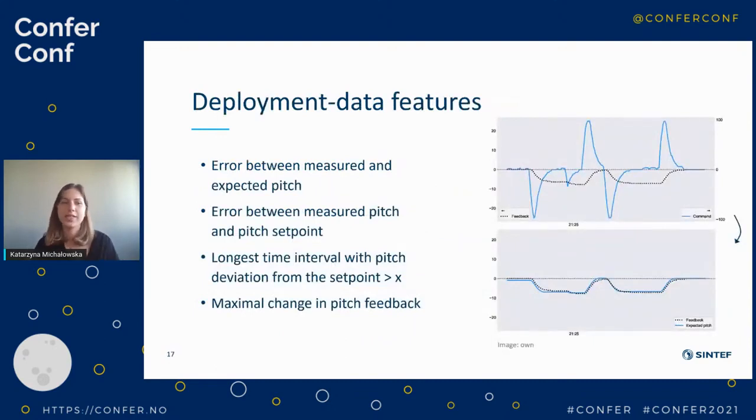So now I will give you an example of what were the features that we created in our use case. First of all, we tried to model the feedback, that is the dotted line, based on the commands given to change that feedback, because that should be possible, right? Given the value of the feedback that there is now, the command is given to move it, and we can adjust it.